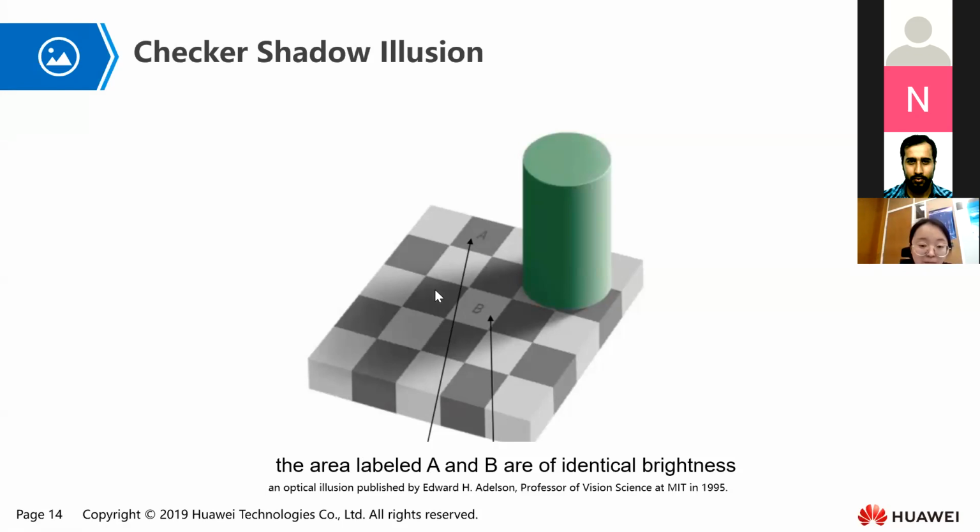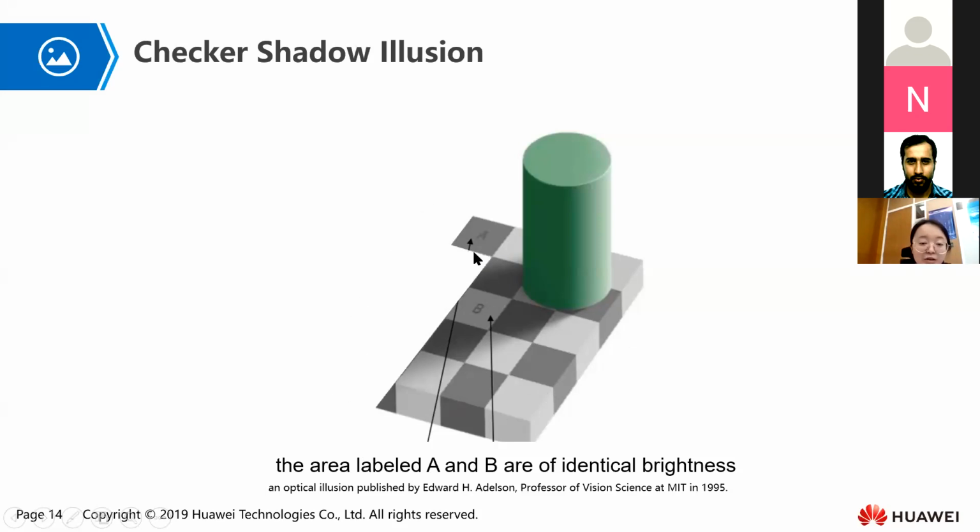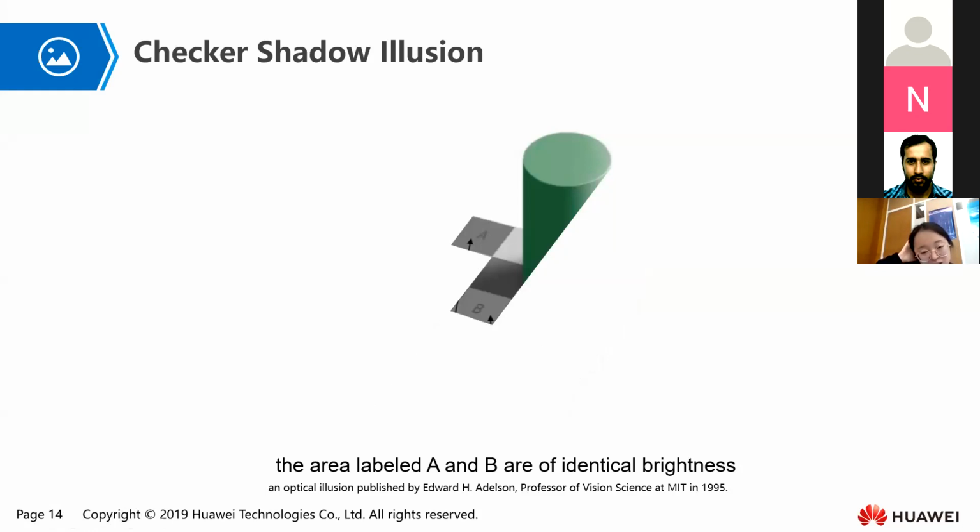So maybe we can view it in this way. Here we cover some pixels around A and B. A still seems darker than B. Cover some more pixels, and they are still not the same. As we cover all the pixels around A and B, A and B are the same. They share the same brightness.